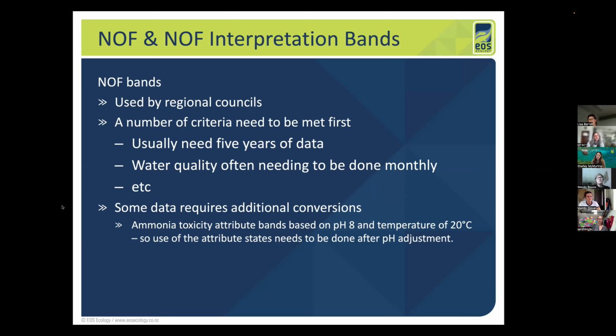There's also a few of them that have data conversions that are needed. So for the ammonia toxicity NOF attribute band, it's the toxicity, because ammonia is more toxic at higher pH. The toxicity values for that have been based on a pH of 8 and a temperature of 20. So if you're monitoring and you want to know about ammonia, or the council's wanting to look at that NOF attribute band for ammonia toxicity, then you need to take that data and convert it to standardize it against a pH of 8 and a temperature of 20. So there's a little bit of stuff that needs to be done on the data before you can then compare it.